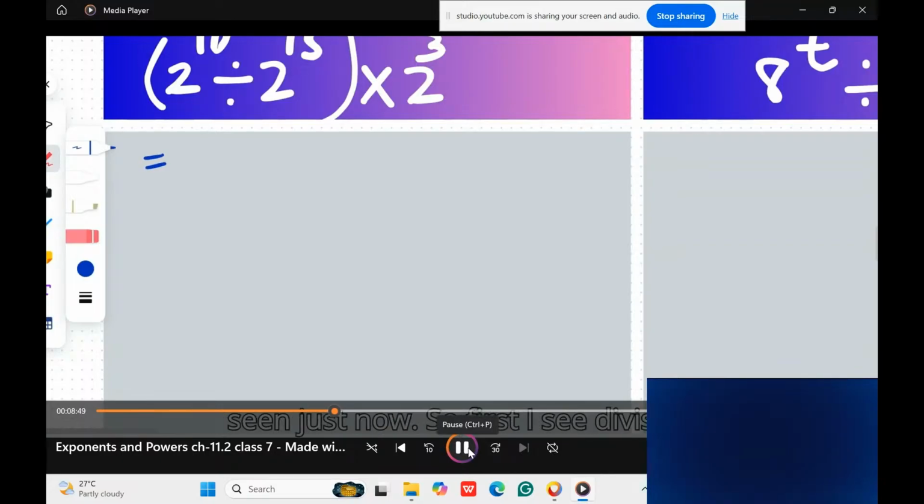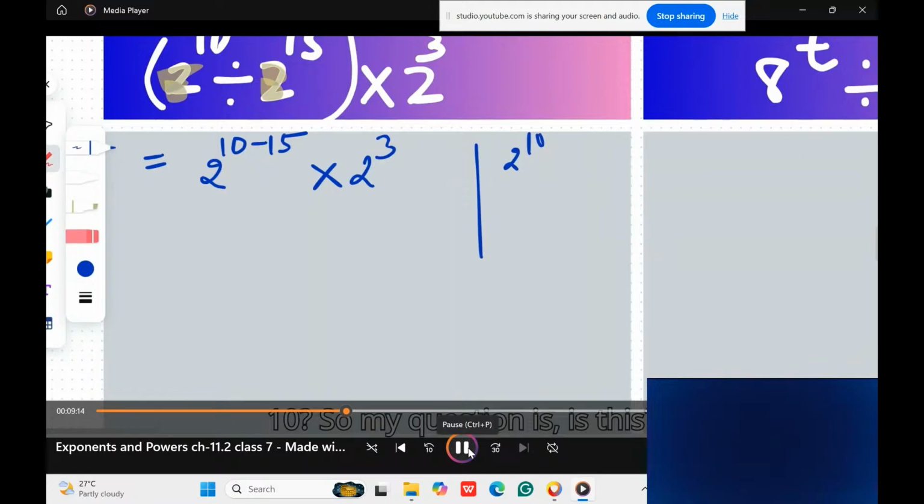So first I see the division rule and I see that the bases are same. What happens when the bases are same? We write the same base and we subtract. Now I will write this as 10 minus 15 and then times 2 raised to the power 3. Now is it okay if I say 15 minus 10? Are they same? Can I write 15 minus 10? So my question is, is this same as this? Could I have written 15 minus 10 instead?